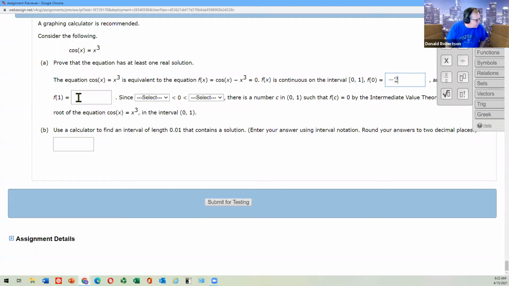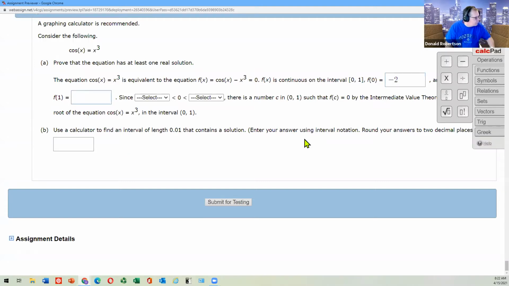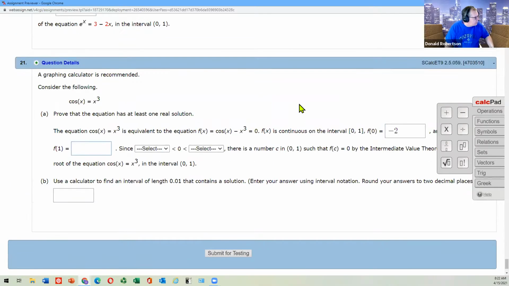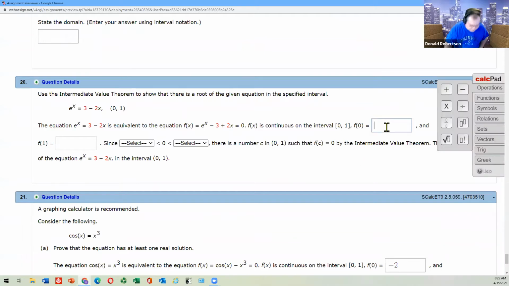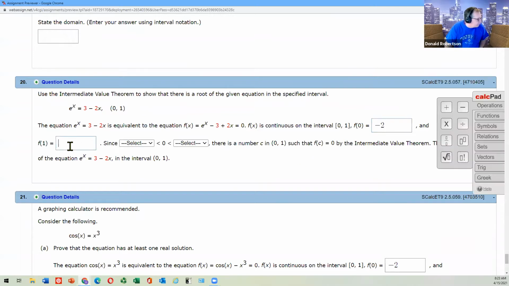Now I find f of 1. I'm going to go here and figure out what f of 1 is. I've lost my function. Here we go. There, that's where it goes. Now I'm going to find f of 1. f of 1 is e to the 1, take away 3, add 2. And what would that be? That would be e take away 1. I think I need to use symbols here. Let me check.